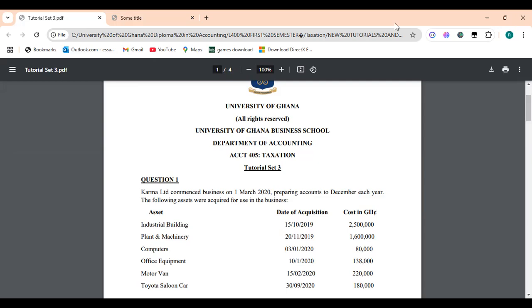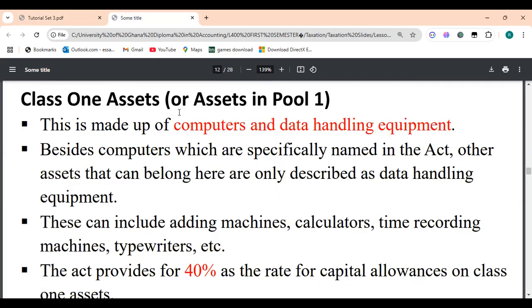Let's get into it. To begin with, I want us to revisit our classes of assets so that we will be abreast and also remember our assets and their classes. So in class 1, we said that the asset is made up of computers and data handling equipment. Besides computers, which are specifically named in the Act, other assets that can belong here are only described as data handling equipment. So when you see computers or data handling equipment, you can put them in this class, right?